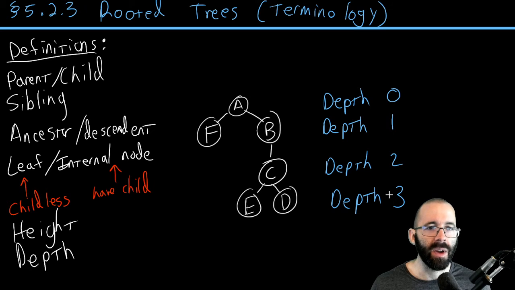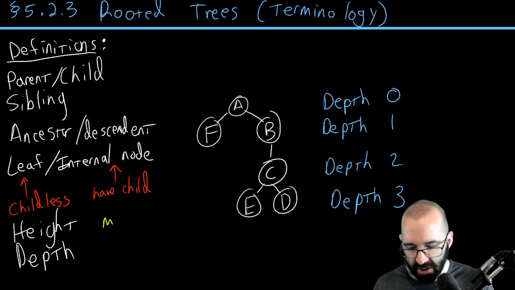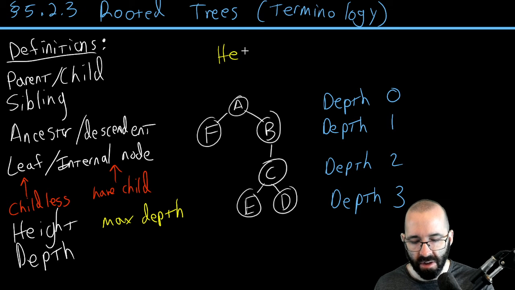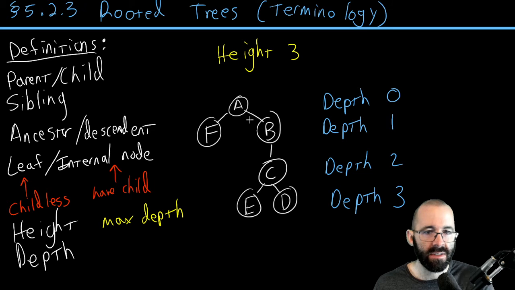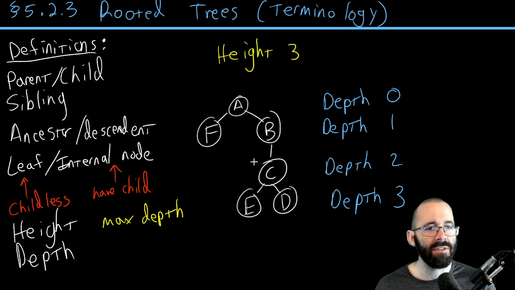The empty tree is a tree with no nodes, and that has a height of -1. Height is just the maximum depth. So what's the height of this tree? This tree has height 3, because that's the furthest descendant essentially from the root. 1, 2, 3.